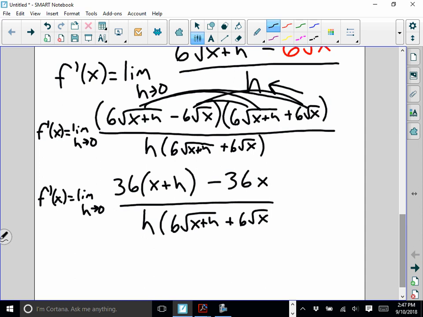So now I'm going to go ahead and distribute that 36 into the x plus h and see what I can get to cancel out. Again, I want to get everything that doesn't have an h out of the top. That's my goal, so I can cancel it with the h that's on the bottom.